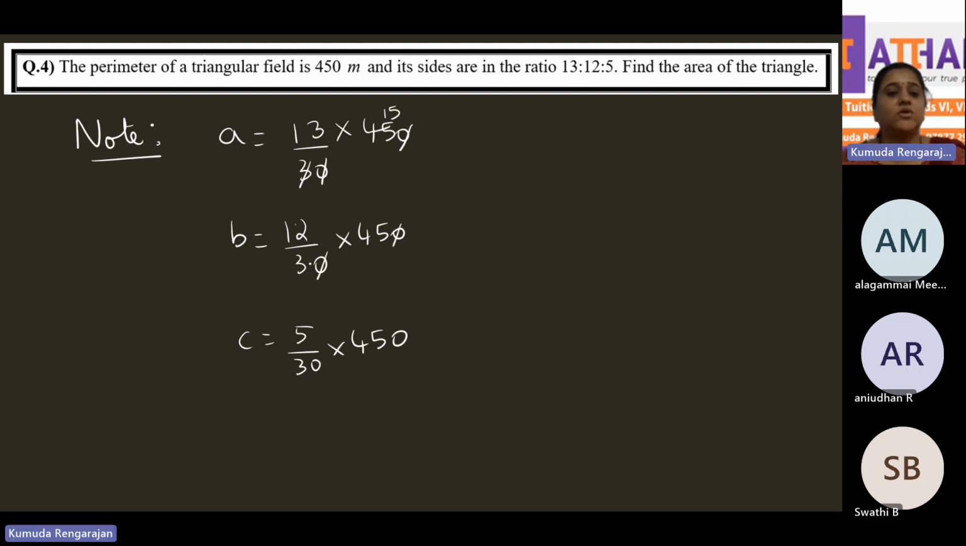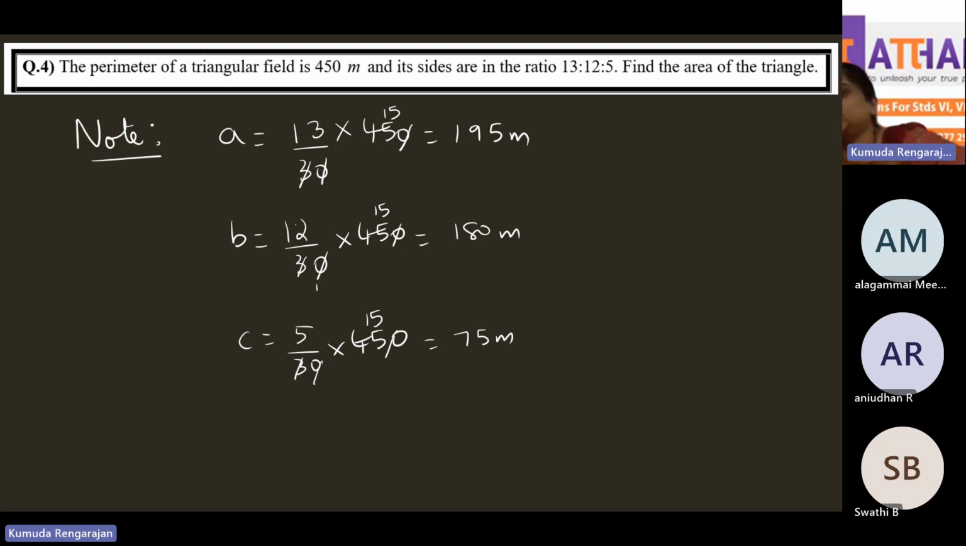Oh, you've already done it like this? Okay, fine. 15 times like this: A is 195 meters, B is 180 meters, C is 75 meters. You can also find A, B, C like this. Please make a note of this below the answer.